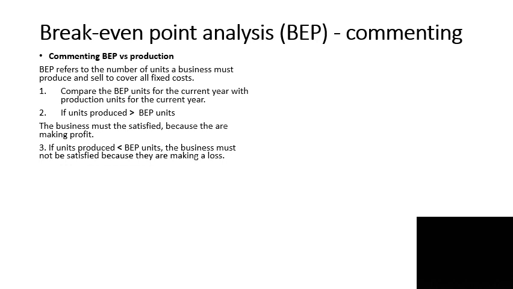Now, the second part, if the number of units produced is less than break-even units, the business must not be satisfied because they are making a loss. So they are producing less than the break-even units they must produce before they can start to make profit. In this situation, they are not even producing enough to cover all fixed costs, which means they are making a loss. So whenever you are commenting, that is what you need to do.